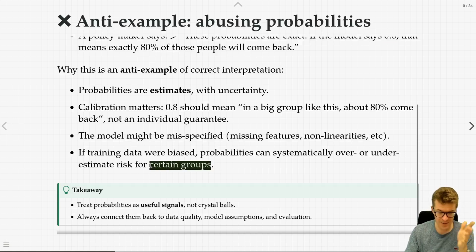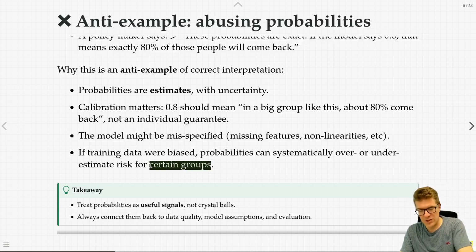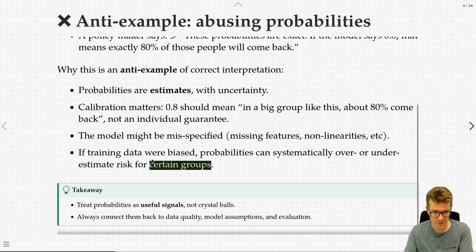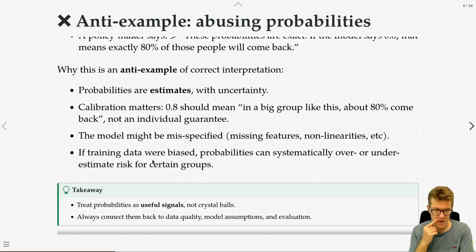Again, this is a research area in healthcare. Never mind machine learning, but there's lots of evidence that certain demographic groups are discriminated against. So these probabilities can be useful signals, but they're not crystal balls. You shouldn't take them as an oracle. And you always have to keep them in the context with which they were derived.